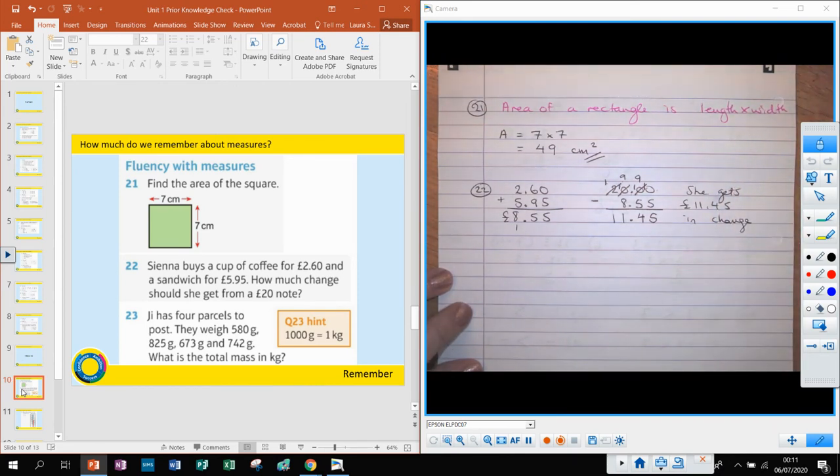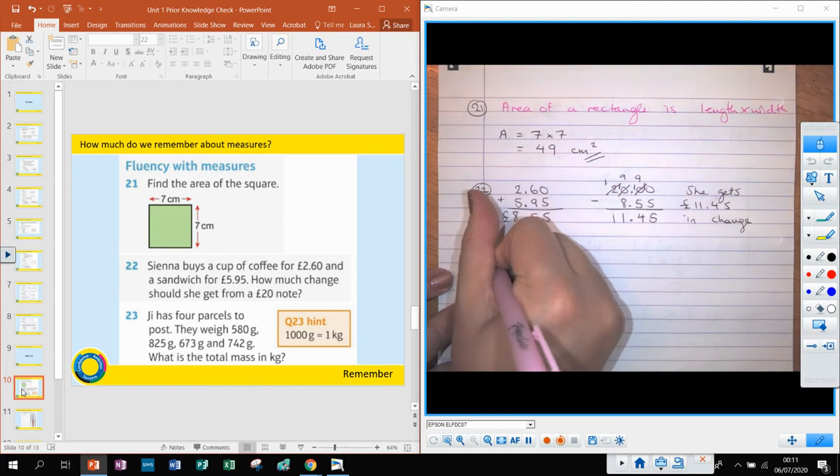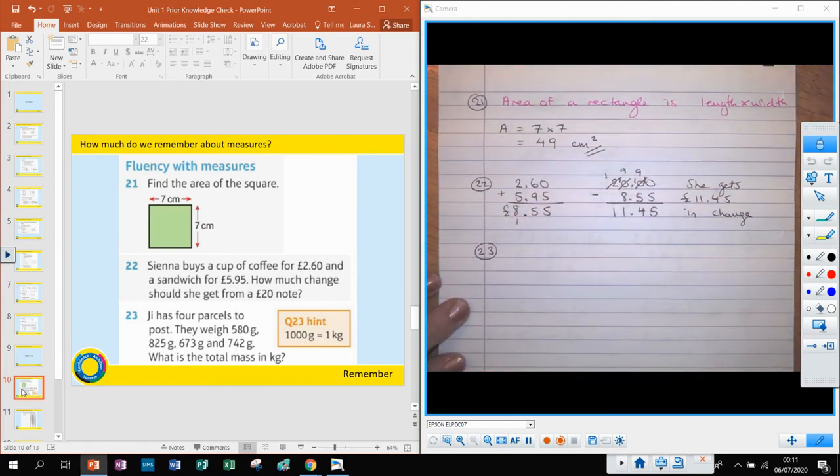Okay, well done. Question 23. Jai has 4 parcels to post. They weigh 580 grams, 825 grams, 673 grams, and 742 grams. What is the total mass in kilograms? And they've given us a hint that 1,000 grams is 1 kilogram.